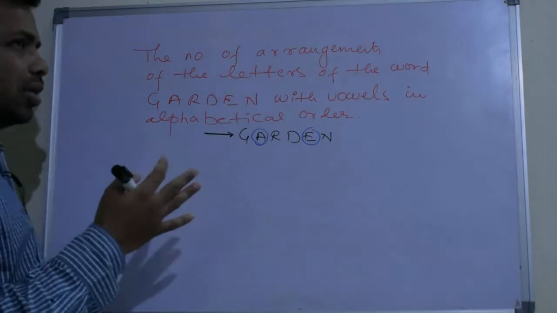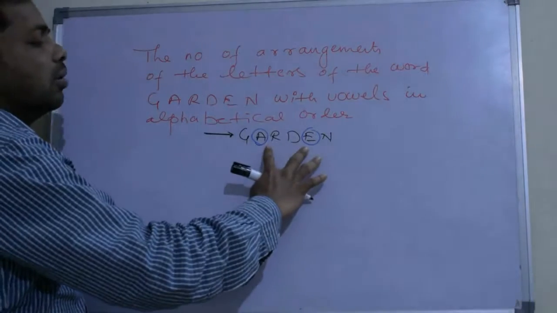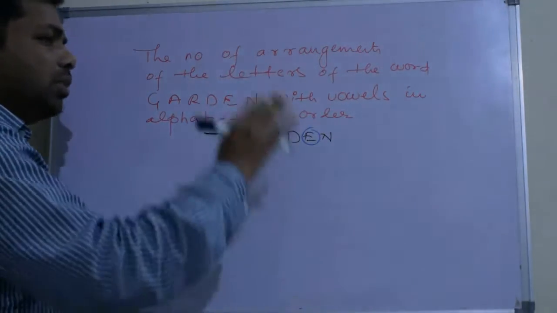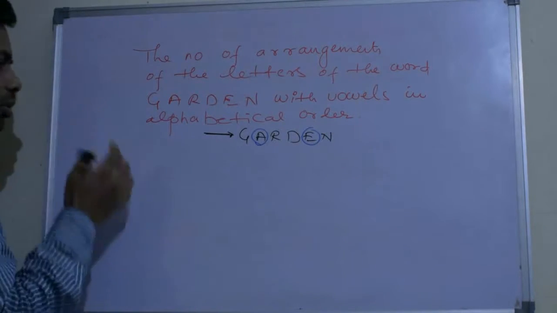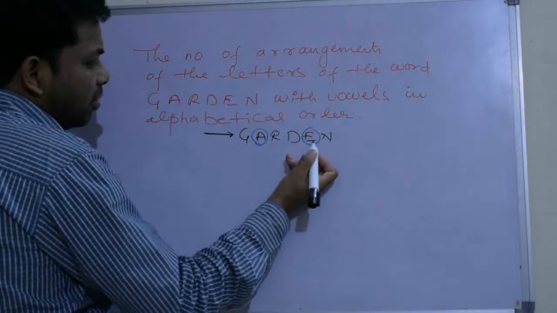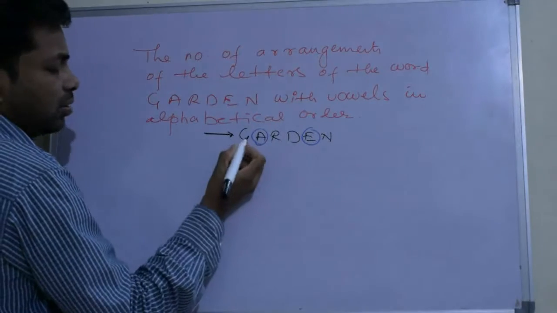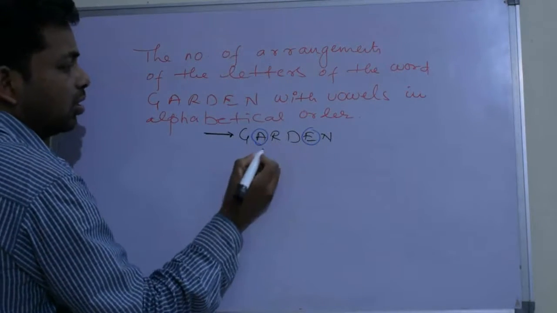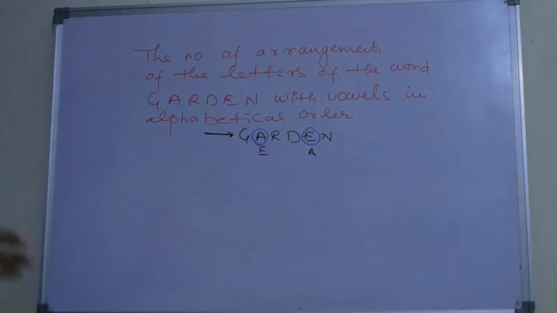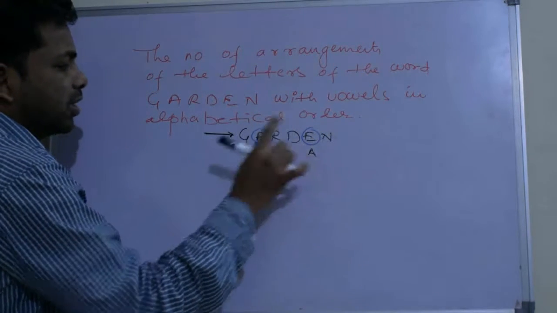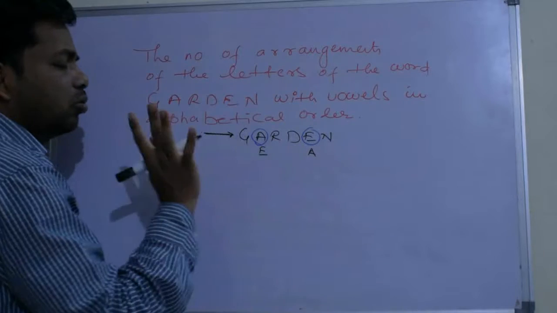He is not asking that vowels are together. Vowels should be in alphabetical order, meaning first A should come, then E should come. So, for example, if you consider garden, how many possibilities of AE? You can write EA, keeping G, R, D, N fixed. AE and EA, these are the two possibilities.